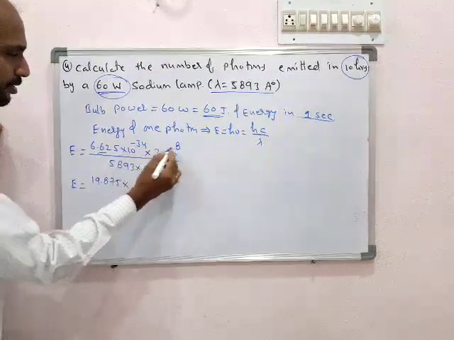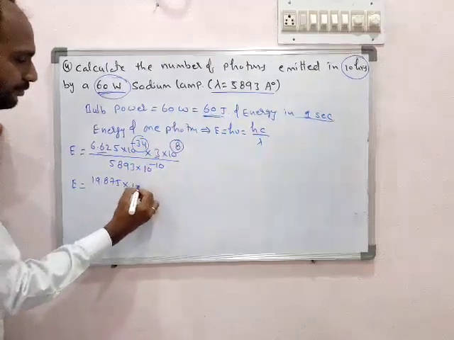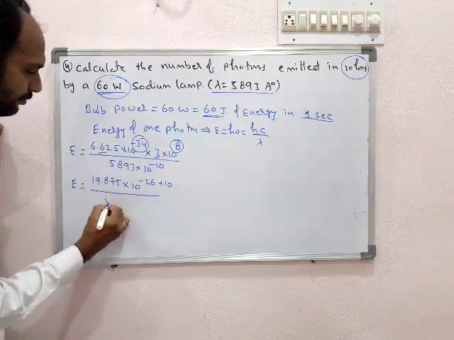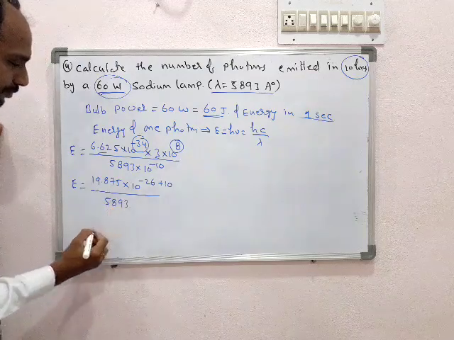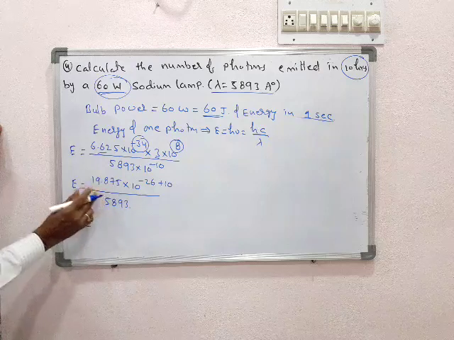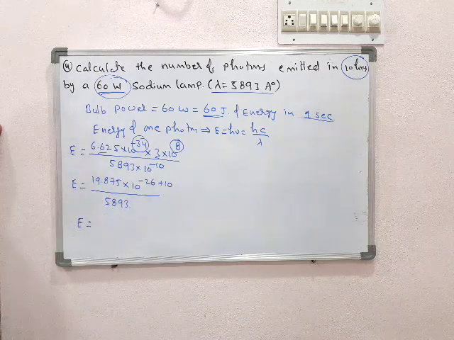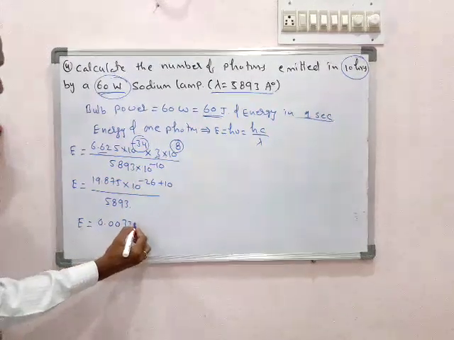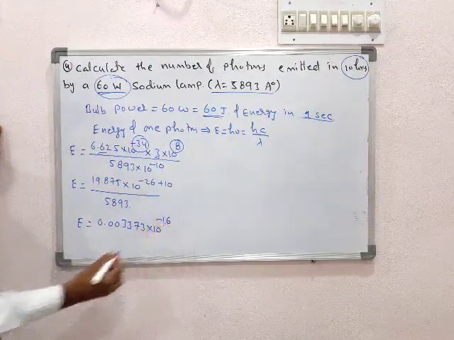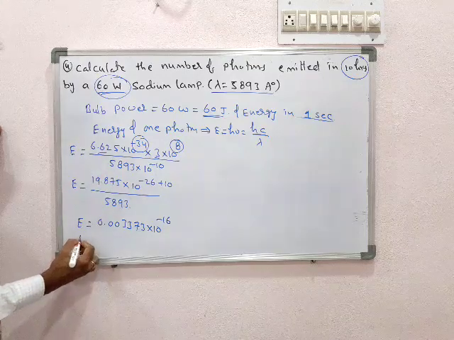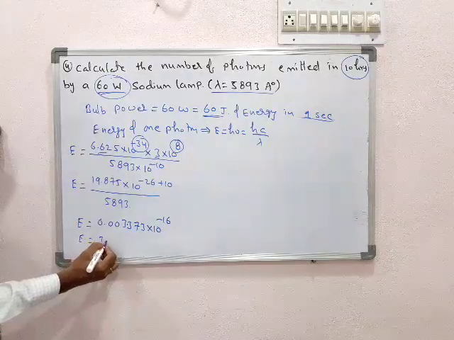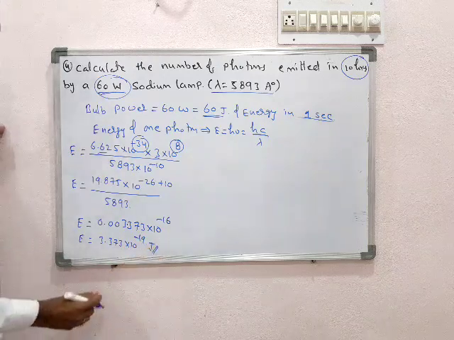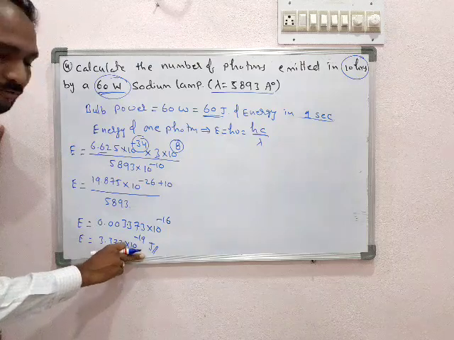9.75 ... 19 point. Here approximately we get 0.00 ... 10 power minus 16, and we change it as 3.373 into 10 to the power of minus 19 joules. So this is not the answer. This is the energy of one photon.